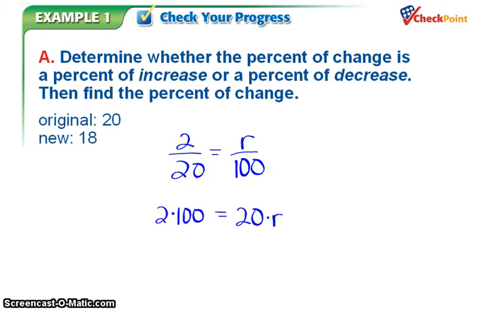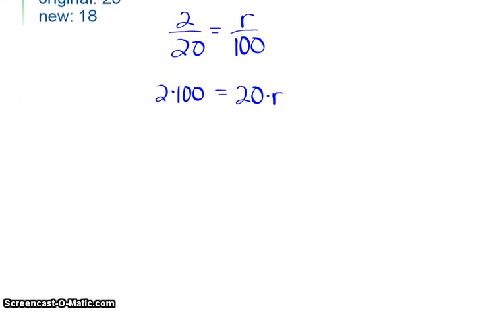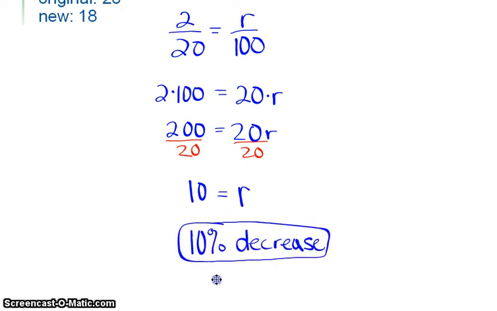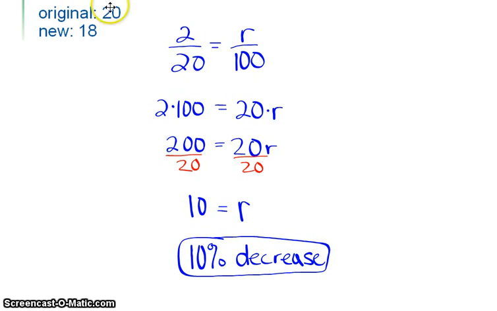Okay, there are your cross products. Simplify. Then we're going to divide both sides by 20. And you get 10. So what that means is that is a 10% decrease. Going from 20 to 18 is a 10% decrease.